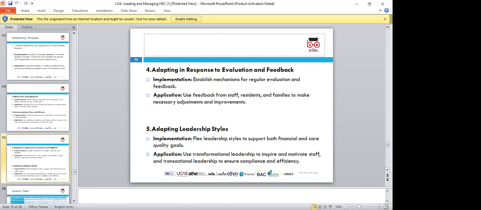Adapting in response to evaluation and feedback. Establish mechanisms for regular evaluation and feedback. Use feedback from staff, residents, and families to make necessary adjustments and improvements.